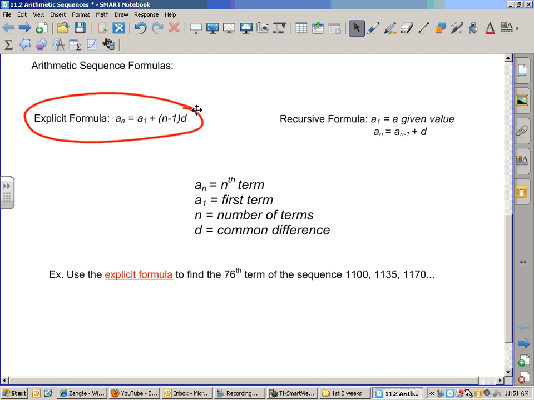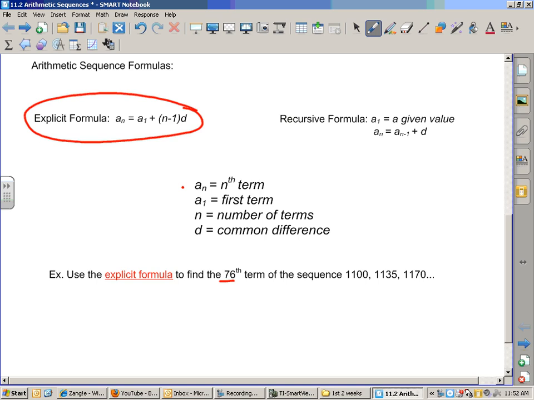And so to go over it, we have some terms here. We have a sub n, which is the nth term. So if they tell you, for the example here, they want the 76th term, then n is going to be 76. That's the term they want. If they wanted the 20th term, the nth term would be 20. If they wanted the 50th term, the nth term would be 50.